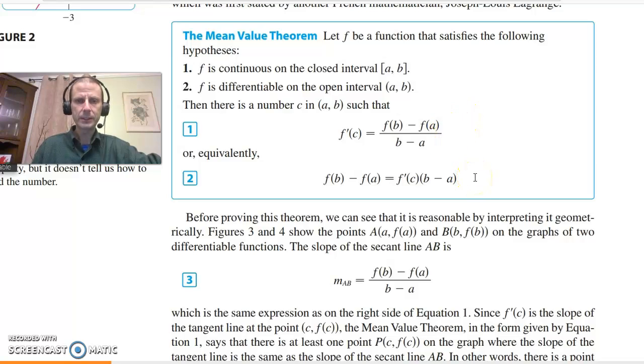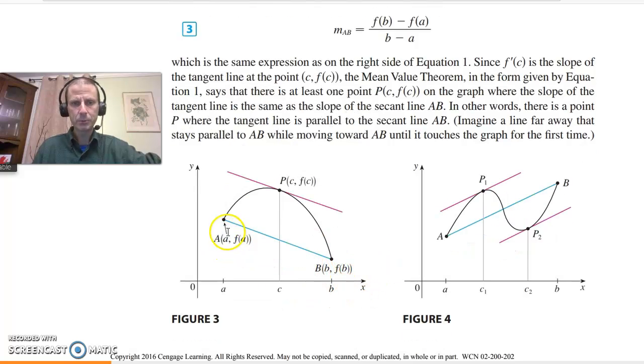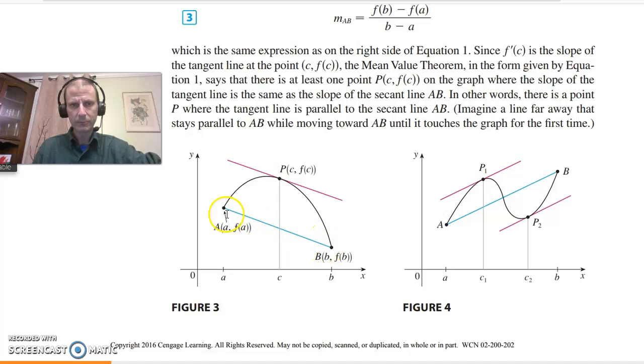And then if we scroll down a little bit, we can see a couple of illustrations of this. Of course they just drew the graph in, but here this blue line segment is the secant line from (a, f of a) to (b, f of b), and they were able to find a point c such that the slope of the tangent line was exactly the slope of the secant line.